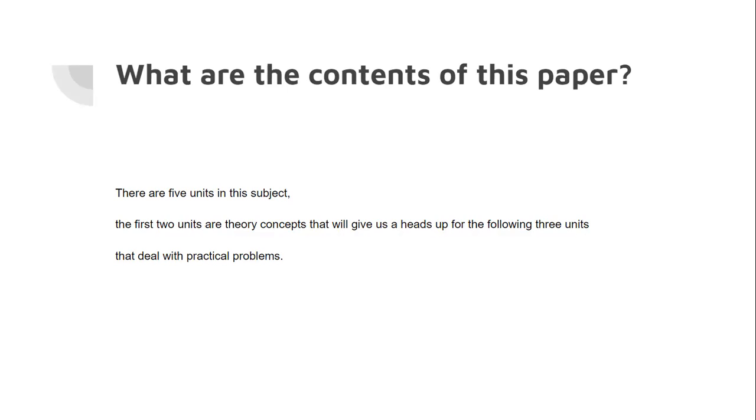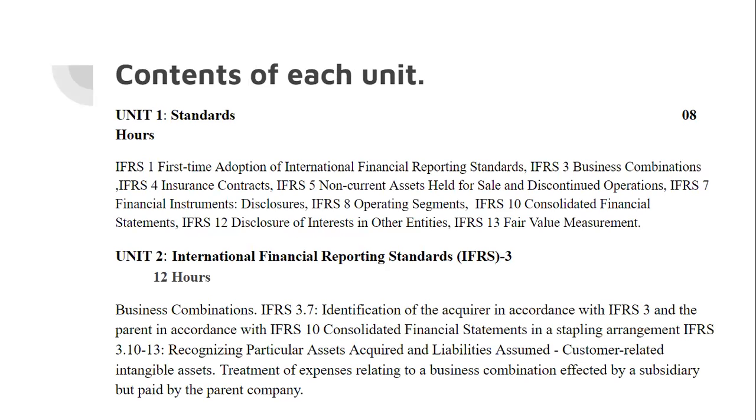Okay. So like I mentioned, the first 2 units are theory concepts that are going to give us a heads up for the following 3 units, which are practical problems. Here is a complete gist of your syllabus. Like I mentioned, Unit 1 is completely about standards. There are about 9 standards in Unit 1. We'll be studying some basic standards and, of course, standards that are related to business combinations like IFRS 3, then IFRS 8, IFRS 10 consolidated financial statements, then IFRS 12 disclosure of interest in other entities, fair value measurement, of course, IFRS 1. So there are about 9 standards.